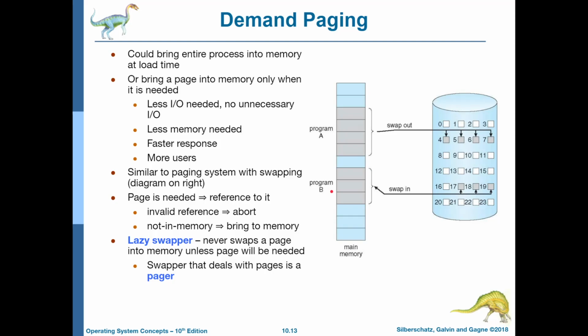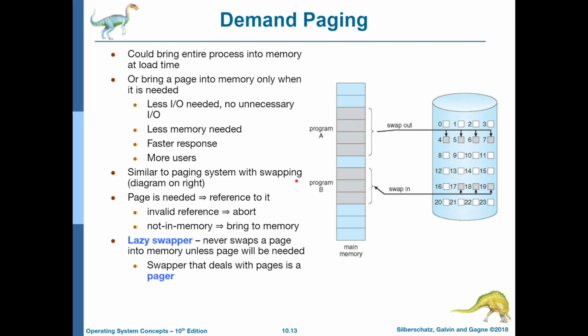It requires less I/O because we're not making 7 accesses to storage. We're only making 2, one for each frame, the one that's swapped out and one that's swapped in. It gives us memory for more users and faster response time. It is very similar to paging with swapping.